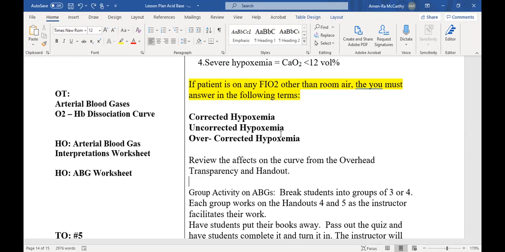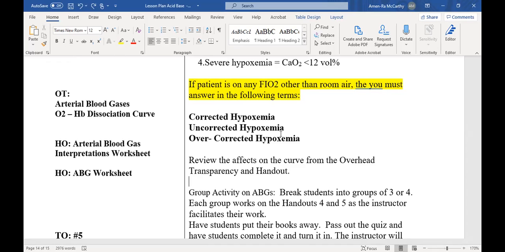Because 80 to 100 is normal. What if you put him on oxygen? He was 70, a PaO2 of 70, so that's mild hypoxemia. You give him 3 liters of oxygen, come back and get another ABG, and now his PaO2 is 150. Well, you have overcorrected. You simply say he is overcorrected because it shouldn't be more than 100. If it's more than 100, you have overcorrected it.